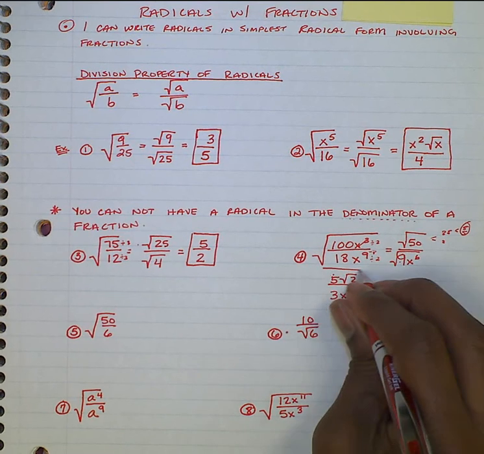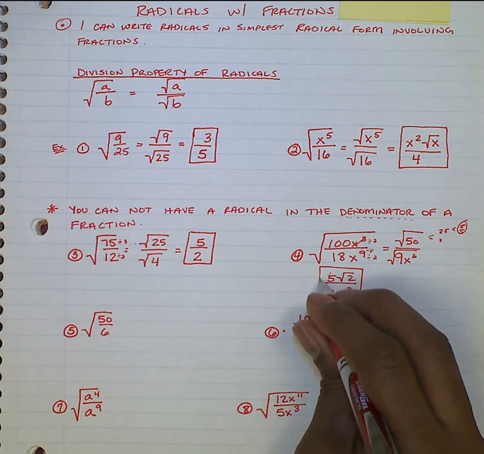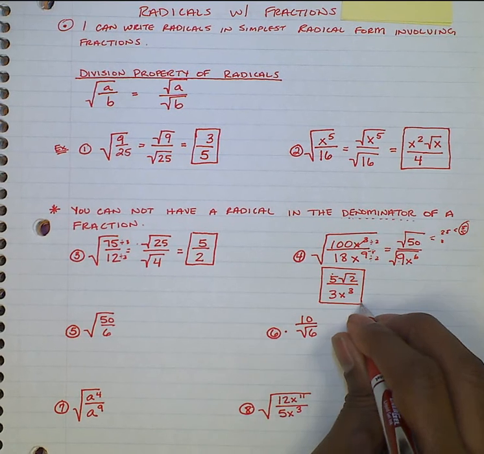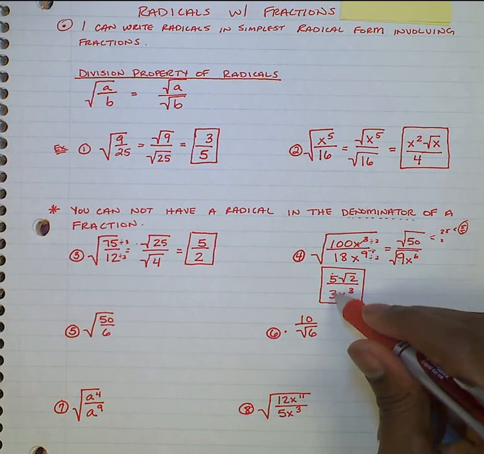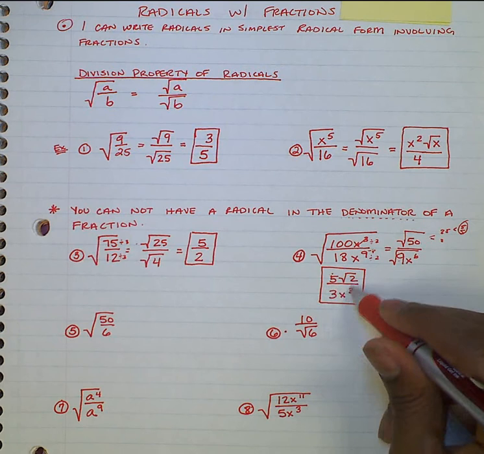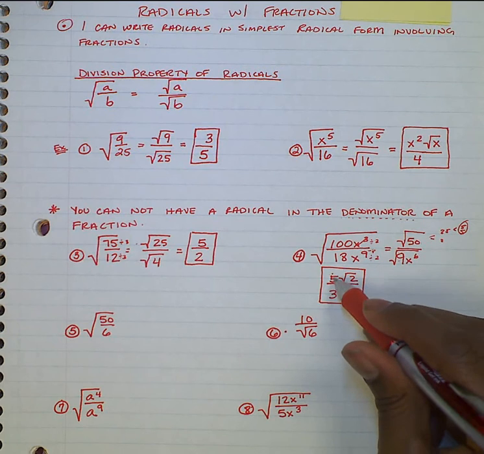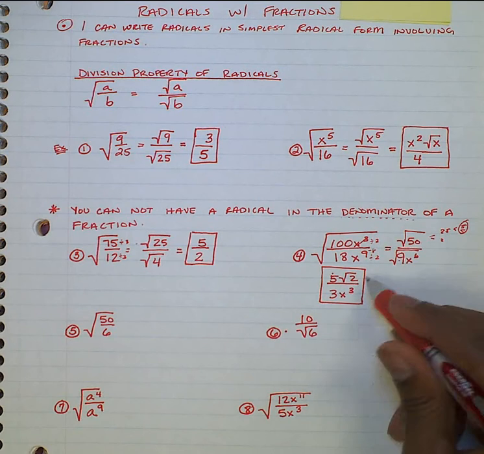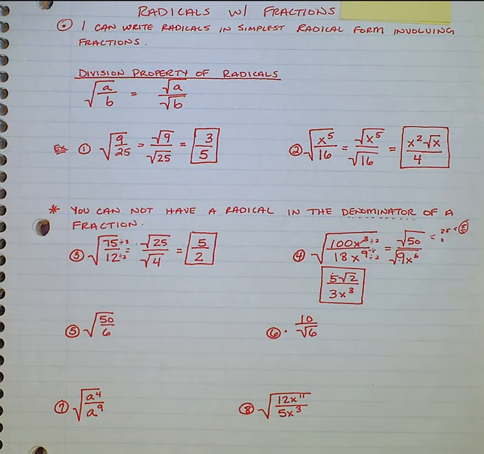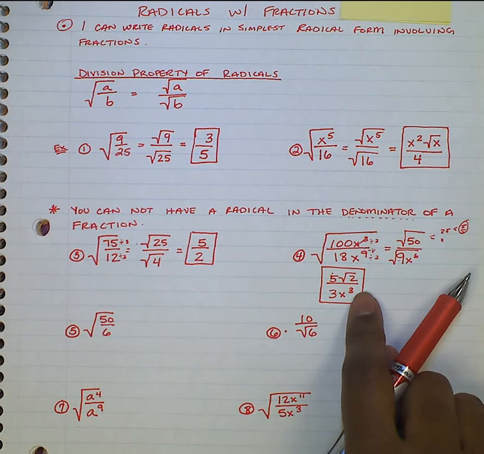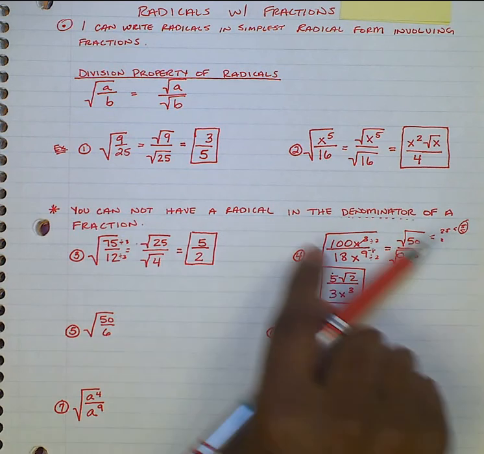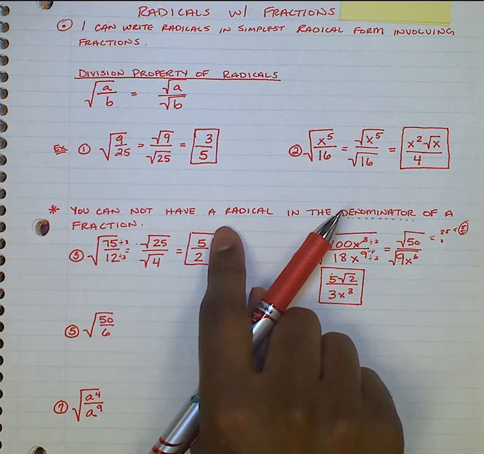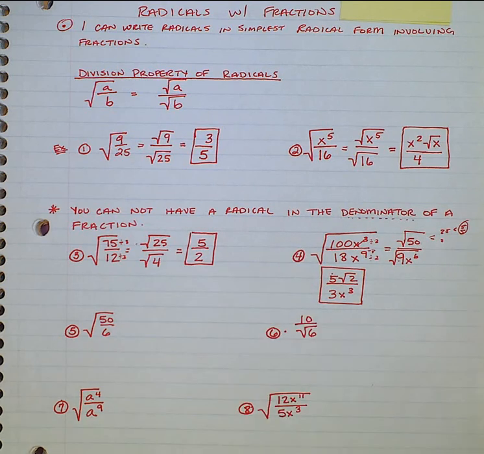Again, you should always be checking to make sure that you can't simplify anything else. So 5 and 3, they don't have any common factors. X cubed and 5 don't. 2 is inside the radical, can't do anything with that. And so that's our final answer. Can't have any radicals in the denominator, but we avoided those two problems by simplifying. But we won't always be able to avoid it.